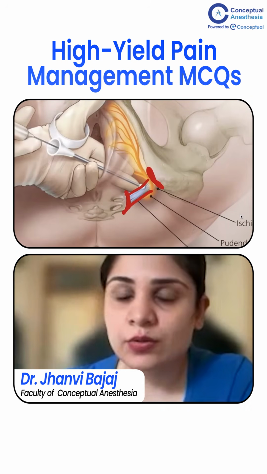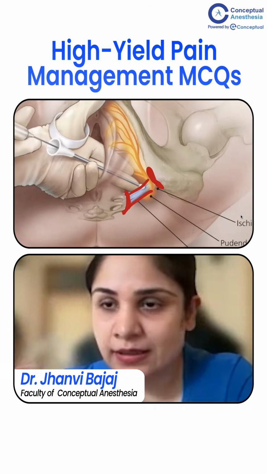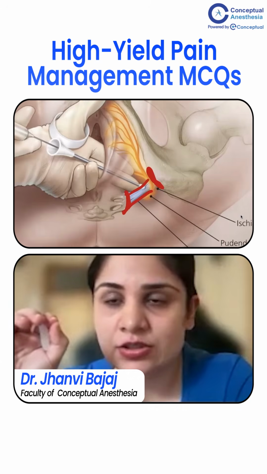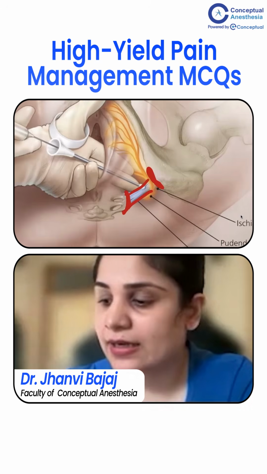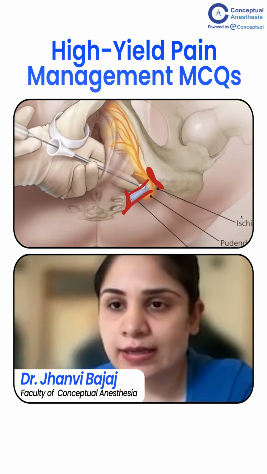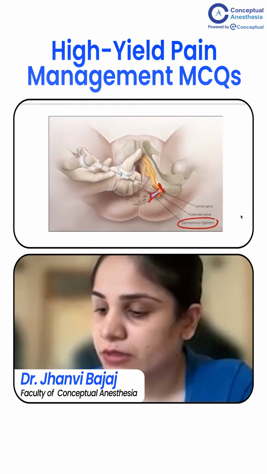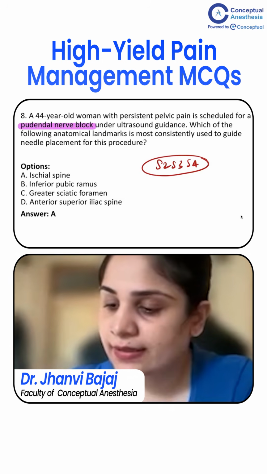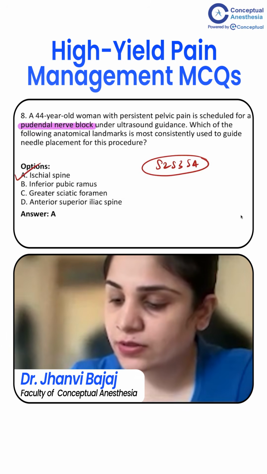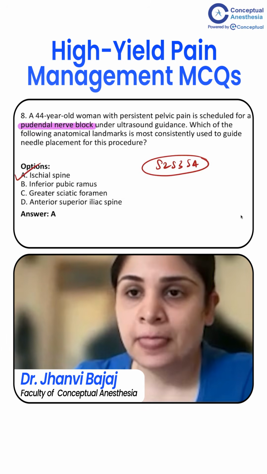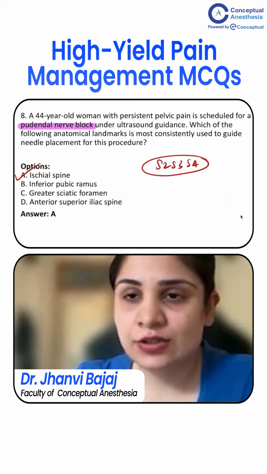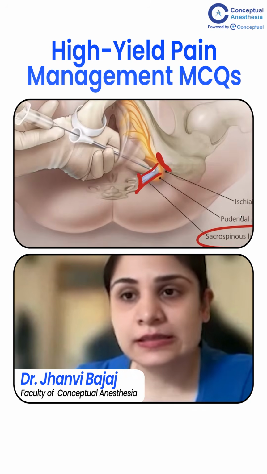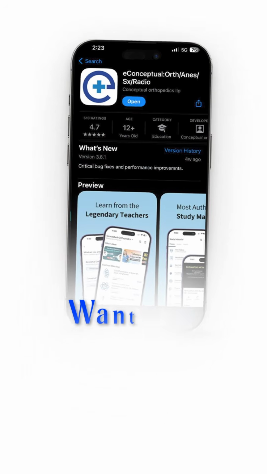So what I do is I simply put in the needle, I feel for the ischial spine, and close to where the sacrospinous ligament is meeting the ischial spine, I give the pudendal nerve block as shown in the picture. So if they ask you over here what landmark is most consistently used to guide needle placement for this procedure, it will be the ischial spine. It is prominent, it is easy to palpate, and it is where you will find the pudendal nerve consistently.